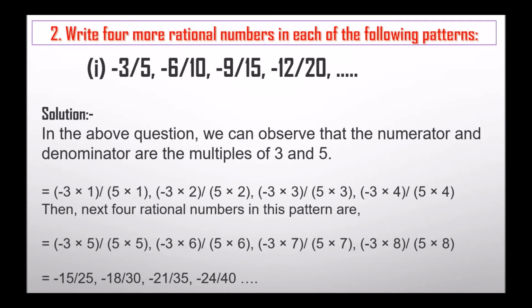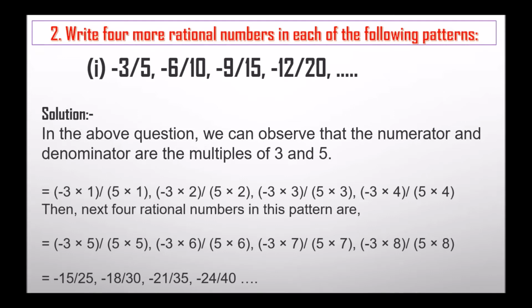Second question, write 4 more rational numbers in each of the following pattern. -3 upon 5, -6 upon 10, -9 upon 15, -12 upon 20. In the above question, we can observe that the numerators and denominators are multiples of 3 and 5.